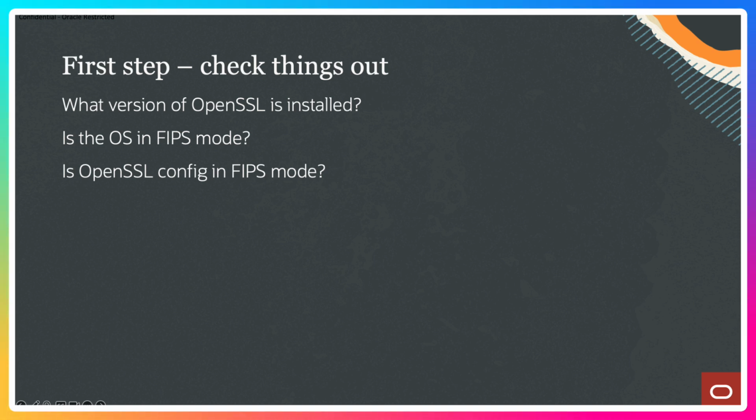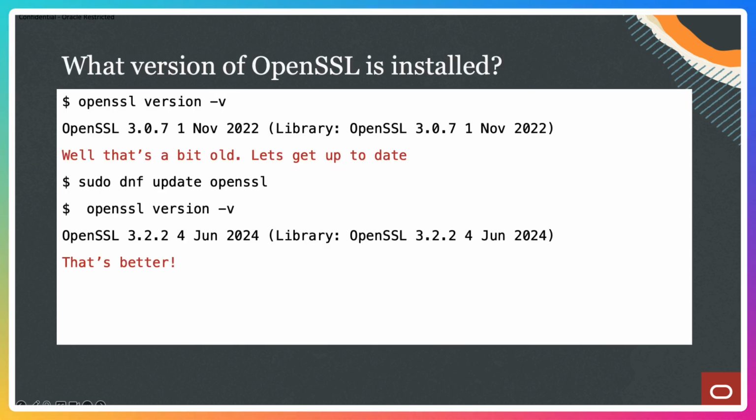So, I think first step really should be to see what version of OpenSSL you have installed, and to look and see if the OS is in FIPS mode, and to see if the OpenSSL config is in FIPS mode. For my purpose, we're just going to start with a fresh system that none of that's on there. And so I look at the version. I've got one from 2022. The way I have my DNF set up, when I do an update, I'm getting the OpenSSL 3.2.2 on there. Depends how you have things set up, but anyway, that's what I did.